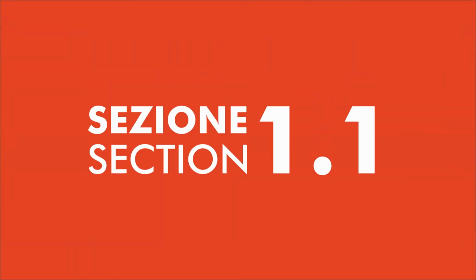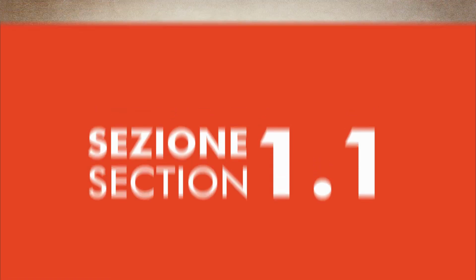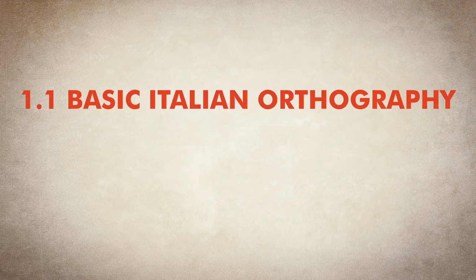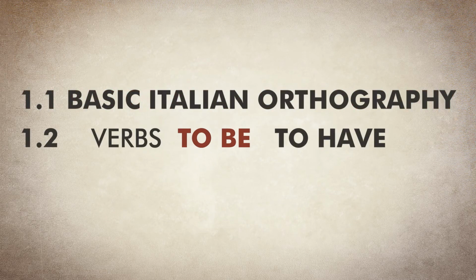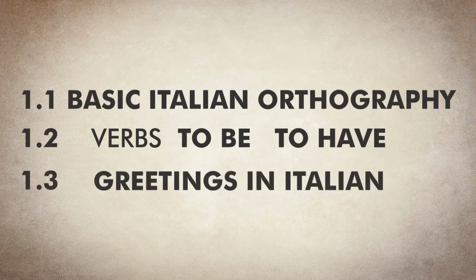Section number 1, or in italiano, sezione numero 1. In this section 1, you will learn basic Italian orthography, verbs to be and to have, and greetings in Italian. Cominciamo, which means let's start.